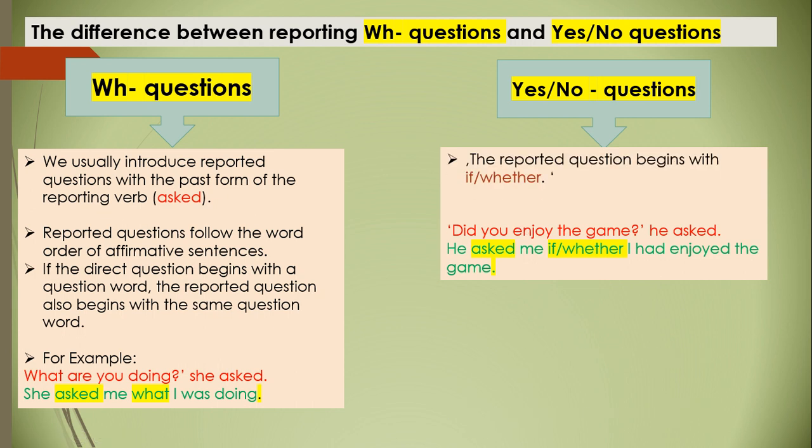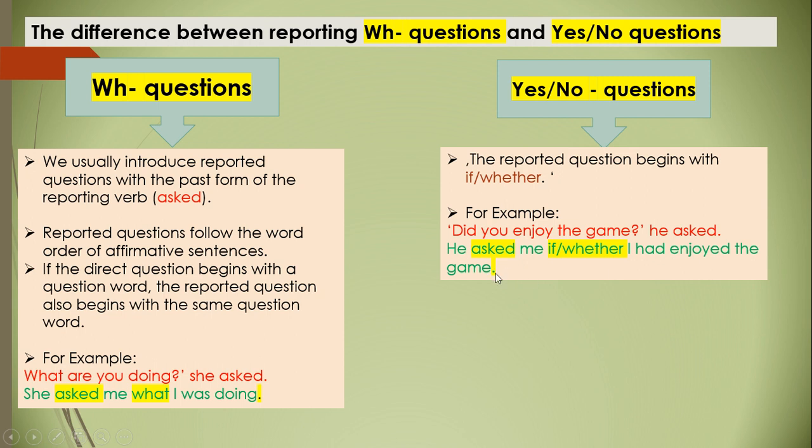What about yes or no questions? In yes or no questions, the reported question begins with if or whether. For example, did you enjoy the game? He asked. Yes, I did, or no, I didn't. So this question is a yes or no question. How do we change it to a reported question? I used the verb asked. He asked me if or whether. So I begin the sentence with if or whether. He asked me if or whether I had enjoyed the game, full stop.